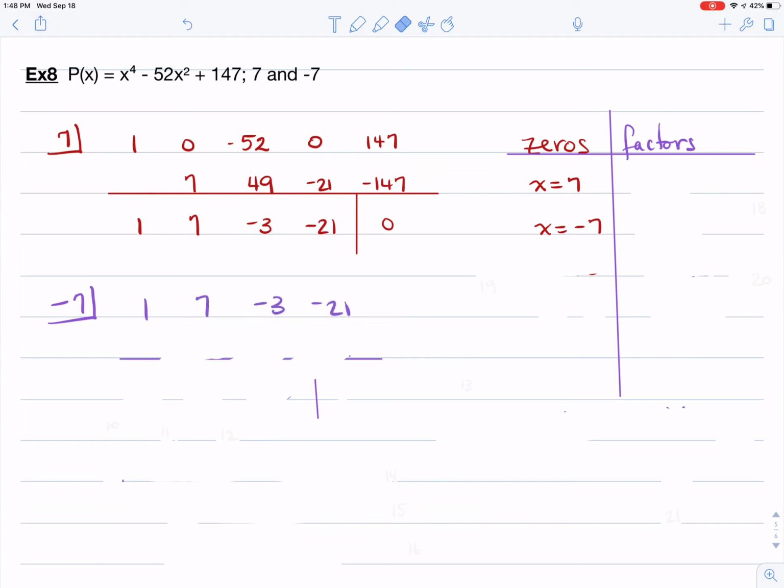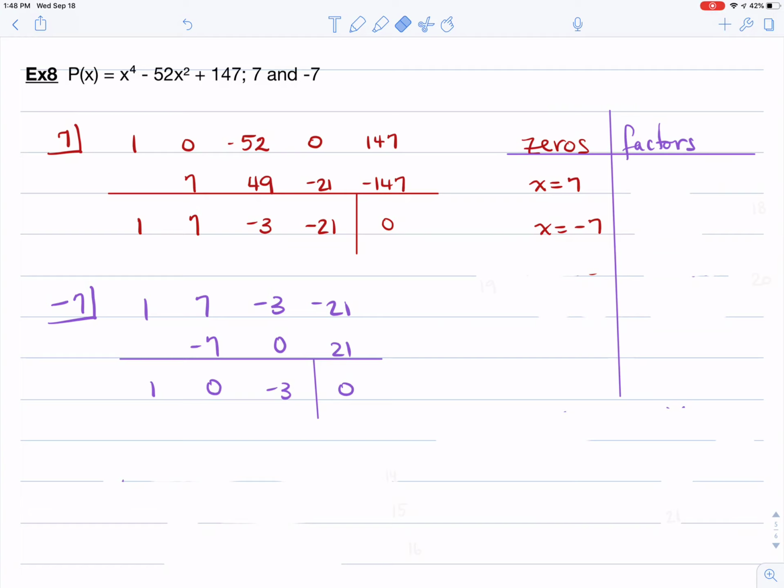And so notice here that in purple, I've just recopied that depressed polynomial up there. All right, so now what you want to do is start your cycle of multiply, add. So you bring down your 1 and multiply by the box. Add, you get 0. Multiply, you get 0. Add, you get negative 3. Multiply, you get 21. And then you can see here that you have 0.